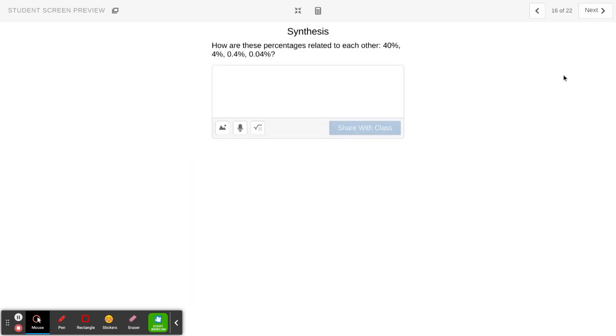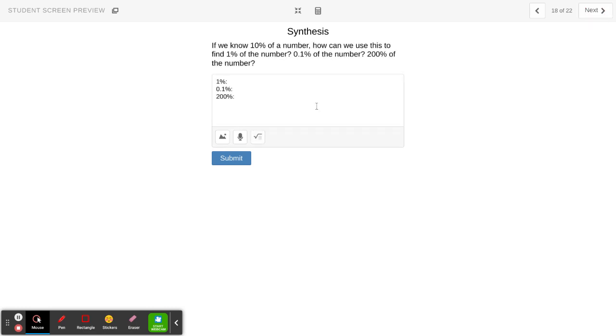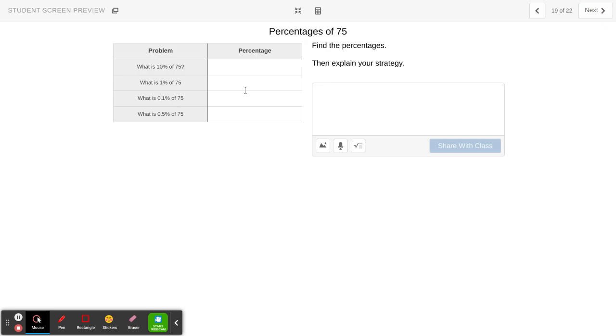Okay, so now we're getting into the synthesis part of the lesson. So I want you to think about how these percentages are related. Then you're going to think about how you could use 40% to calculate these percentages. Tell me how you know, or how you can use 10% to find these. And then try to figure out these percentages of 75.